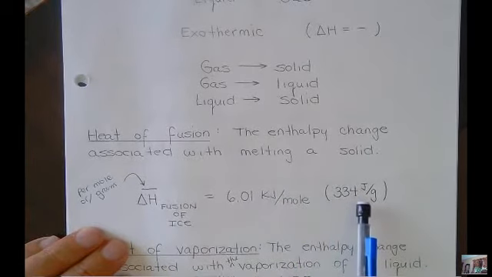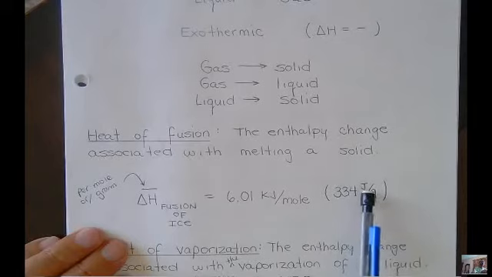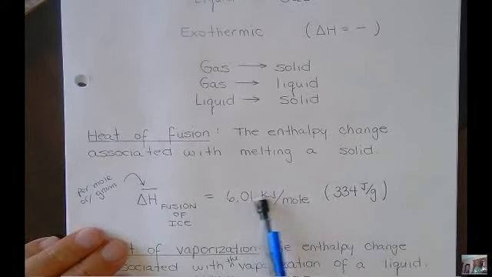Most of the time for us in this chapter, it's probably going to be more helpful to do it in kilojoules per gram. So for each gram, this is how much energy it takes to melt it. So if you want to melt 10 grams of ice to make liquid water at 0 degrees, it's going to be 10 times this number, because this 334 is per gram. This number is per mole.